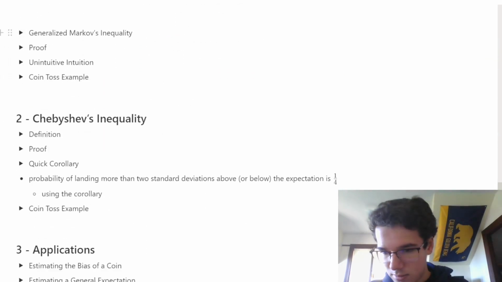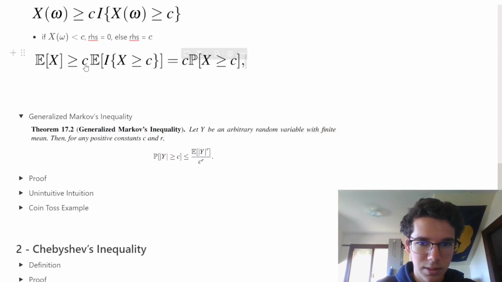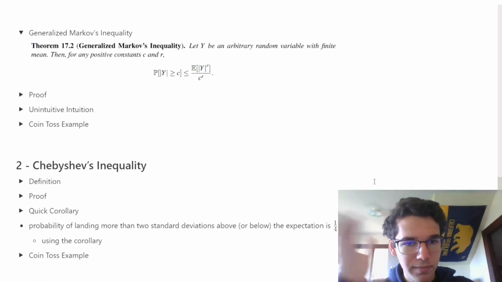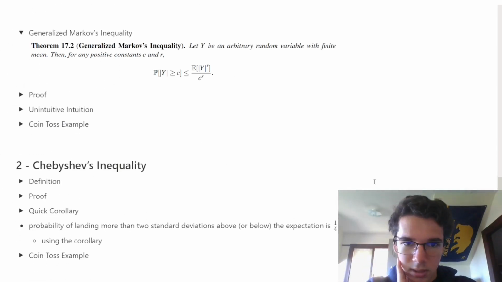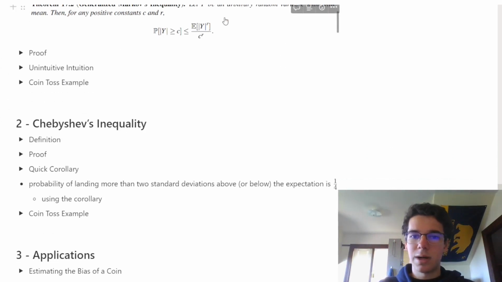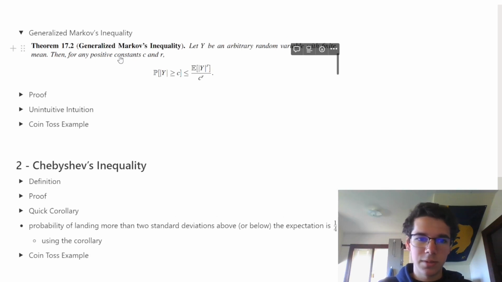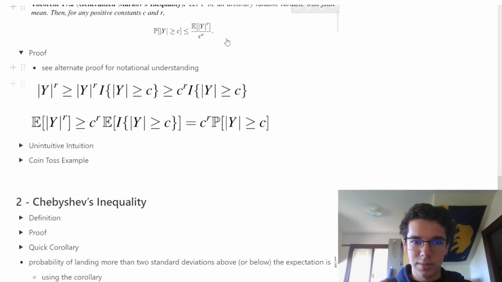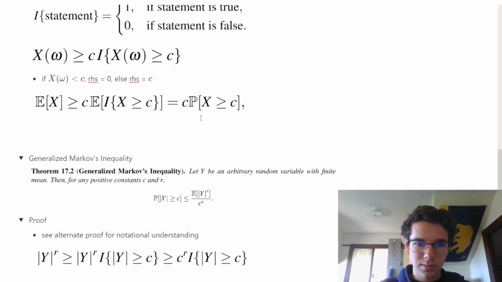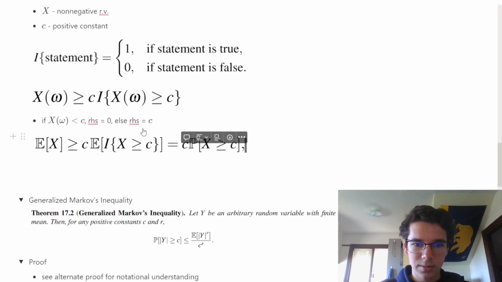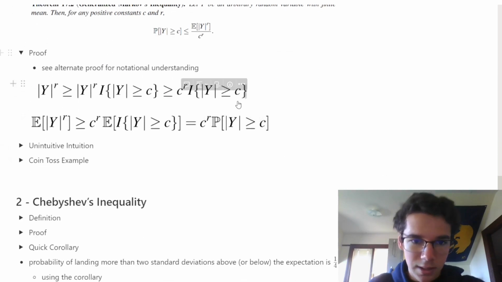Okay, this is probably a bit longer than necessary, but I think it's okay. So, generalized Markov's inequality: we're going to let y be an arbitrary random variable with finite mean, and then we have these positive constants c and r, and we're pretty much saying the same thing, just with them raised to a power. It's going to use the indicator random variable again, with a similar idea.